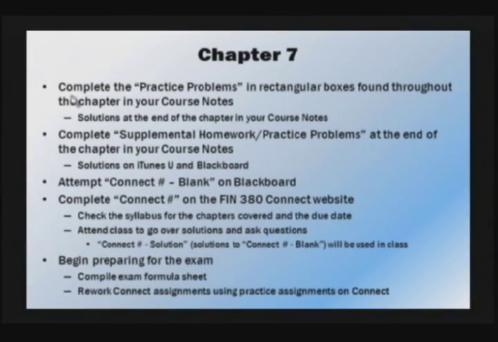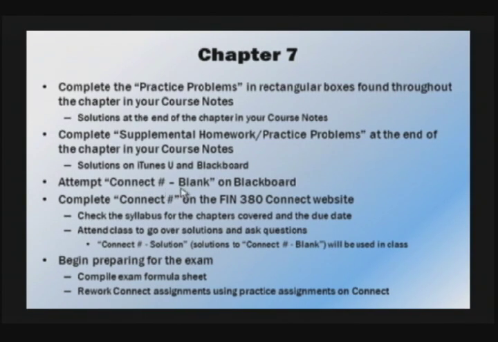Now that you've completed the Chapter 7 lecture, you should complete the practice problems in the rectangular boxes if you have not already done so. The solutions to those are found at the end of the chapter in your course notes. You should complete the supplemental homework practice problems at the end of the chapter in your course notes, and the solutions to those are found on iTunes U, where I use the document camera and discuss them as I go, or you may find the answers in the PowerPoint file posted to Blackboard.